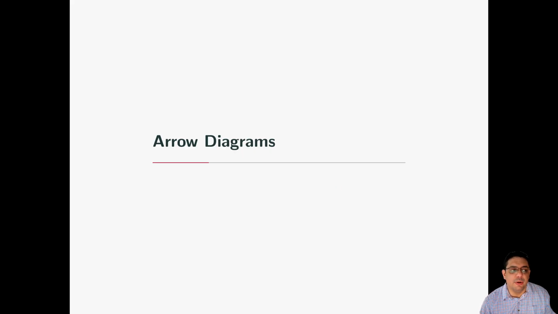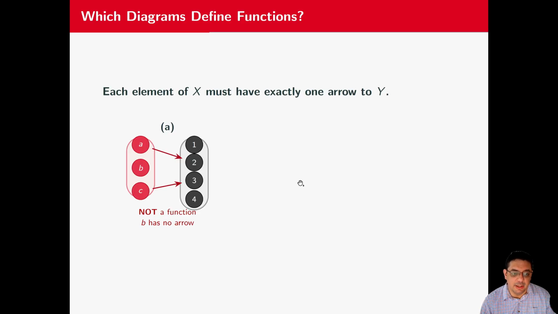Now let's look at one of the representations of functions with arrow diagrams. So first, we're going to go with the notion that each element of x must have exactly one arrow to y. So for example, this here will not be a function because we have elements in x that are not related to elements in y. So b has no relationship with anything in y, so it's going to make it not a function.